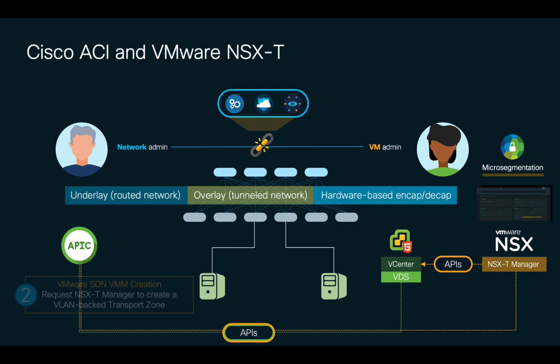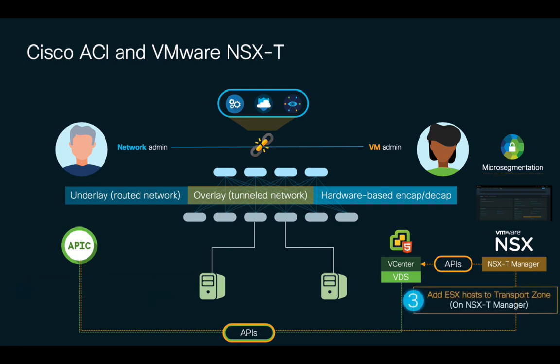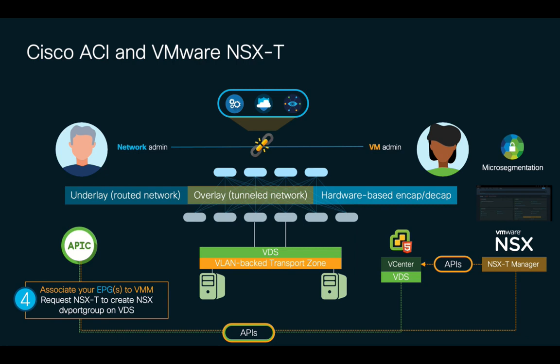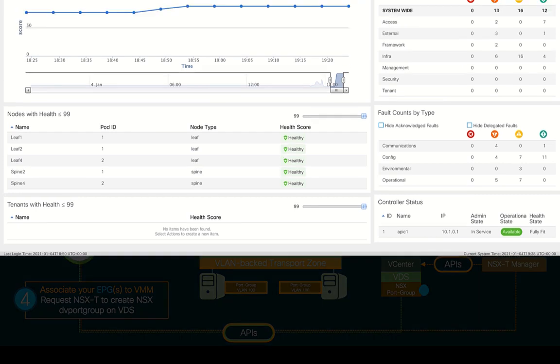Then, we'll go to NSX-T Manager and add the compute nodes to the transport zone created in step 2. And last, we will need to associate our EPGs to the NSX VMM domain, which will request NSX-T to create an NSX DV port group on the vCenter VDS with the right VLAN from the VLAN pool. Let's now perform these steps on APIC.